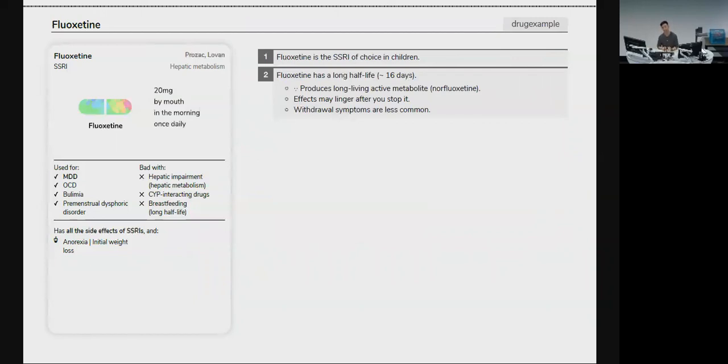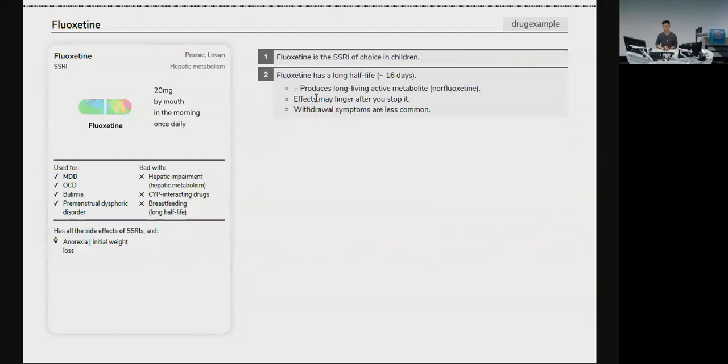And the reason it has such a long half-life is because it produces a metabolite known as norfluoxetine, which persists in the circulation and kind of carries on the legacy of the SSRI. Because of the fact that fluoxetine has a long half-life, fluoxetine is less prone to withdrawal effects.